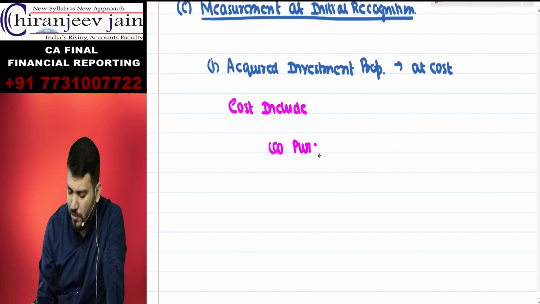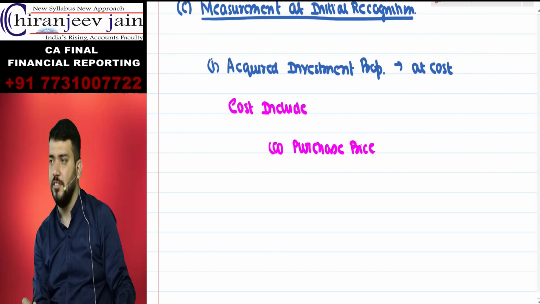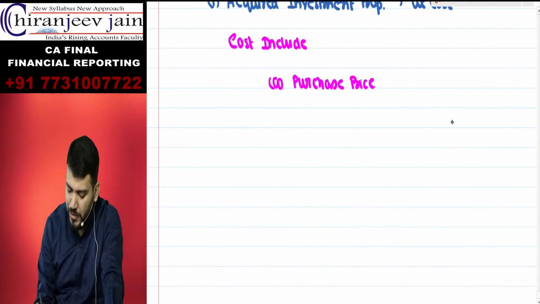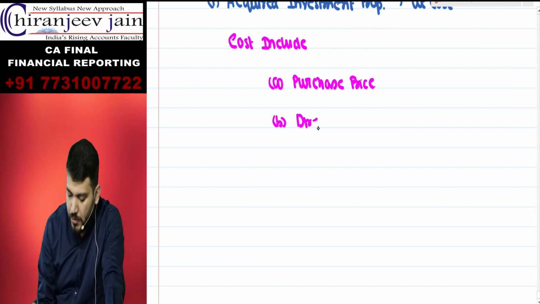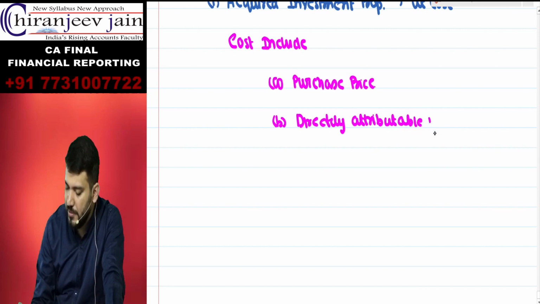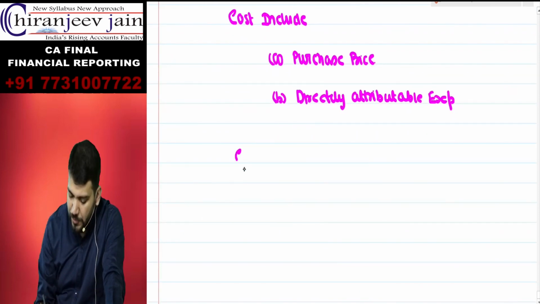Now you know what is purchase price: invoice price minus trade discount plus non-refundable duties and taxes. It is the same now, this will be repeated only. Second is directly attributable expenses. I am just giving the keywords.